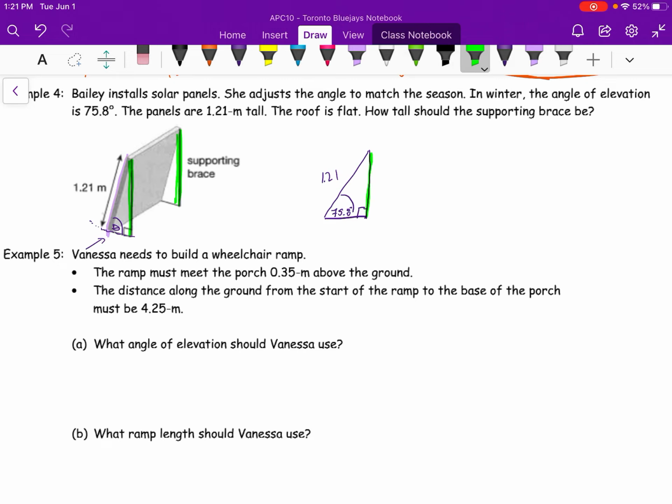How tall should the supporting brace be? So I guess we're looking at this side here, right? How high should X be? So if I'm labeling my triangle, this side would be my hypotenuse and this side is opposite. So immediately, opposite and hypotenuse comes sine ratios.